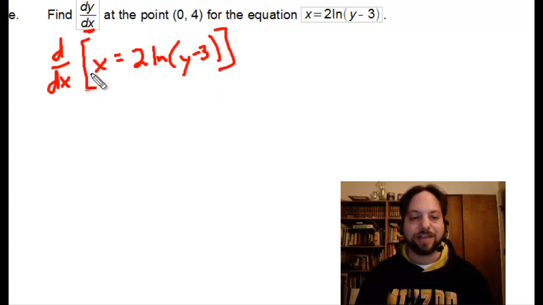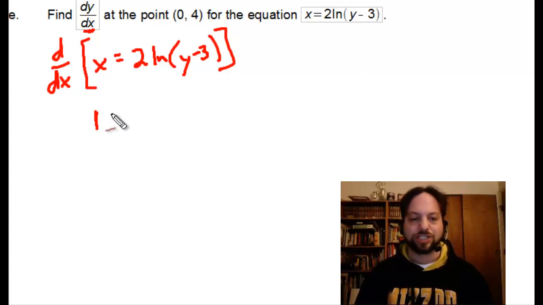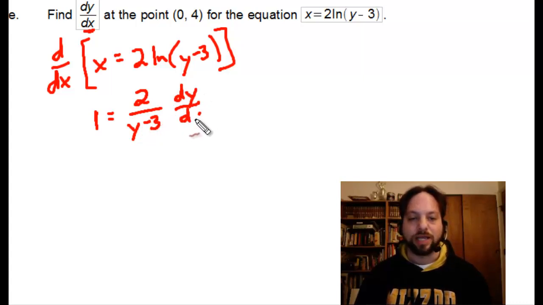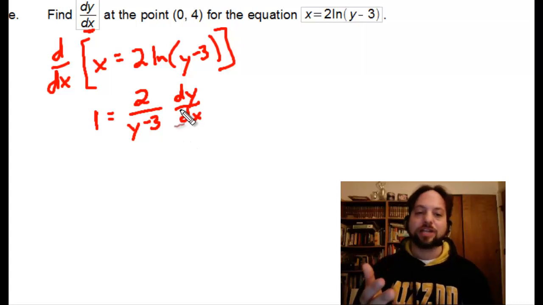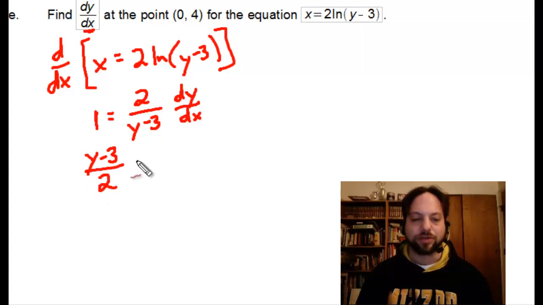Now, if we differentiate the left side of this equation, of course we'll get dx over dx, which is essentially just 1. But if we differentiate the right side of this equation, we've learned how to differentiate natural logs, and so what we're going to end up with here is simply 2 over y minus 3. But because we differentiated a y part, we're going to have dy/dx here. Now, let's go ahead and do one last step so that we can have dy/dx all by itself. All we need to do is divide by this fraction right here, and what we end up with is (y minus 3) over 2 equals dy/dx.